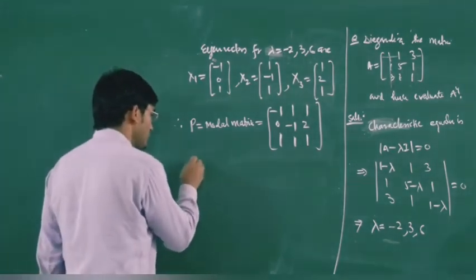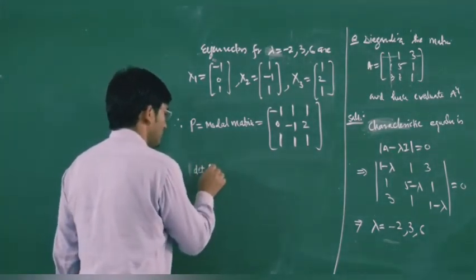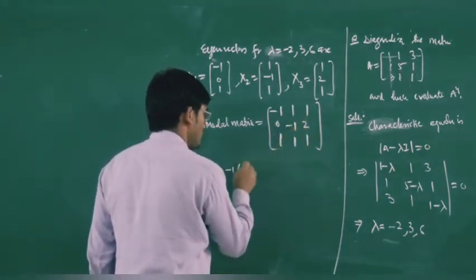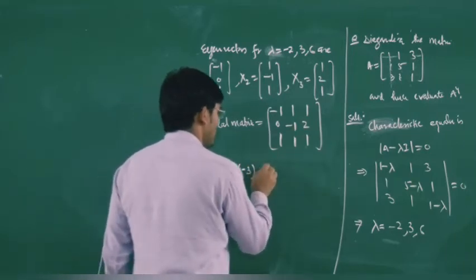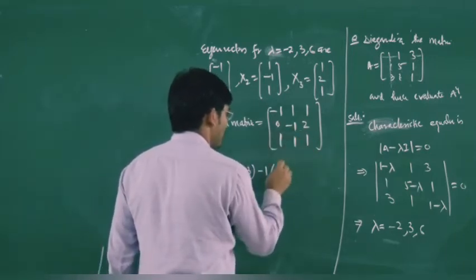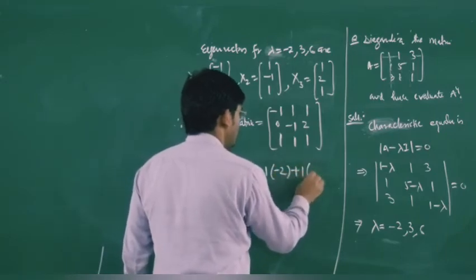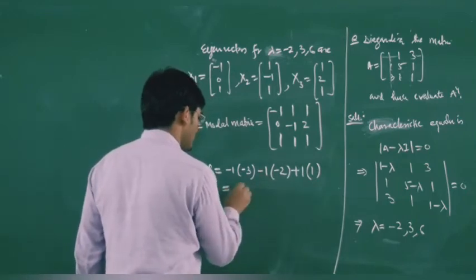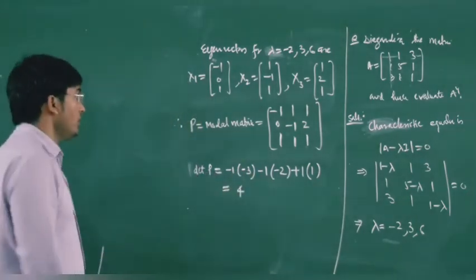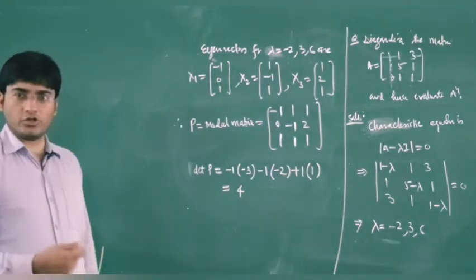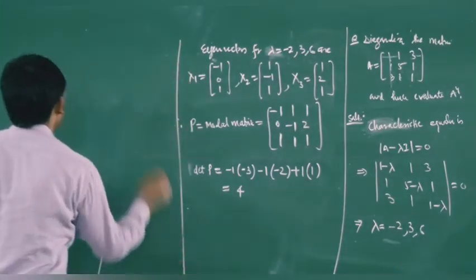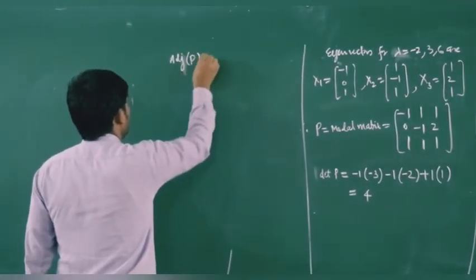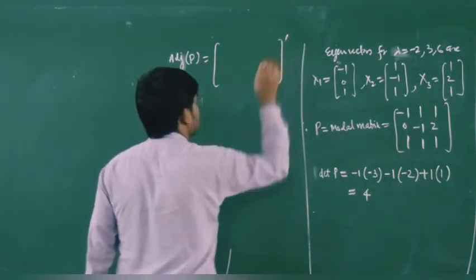So determinant of P is equal to, expanding, minus 1 times minus 1, minus 2, so this is your minus 3, then we will have again minus 1, so this is your 0, then minus 2 and then 1, then this is your 0, then this is your plus 1, so it is equal to plus 3, plus 2, 5, so this is your 4. So determinant of P is 4. Now let us calculate the adjoint of P. So for that, adjoint of P will be the transpose of the cofactor matrix.